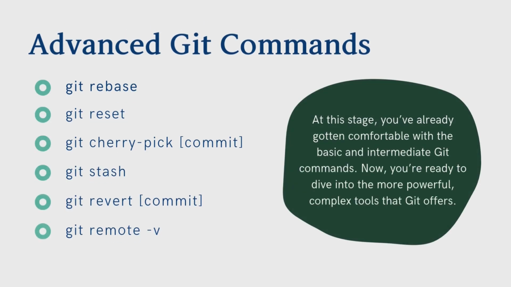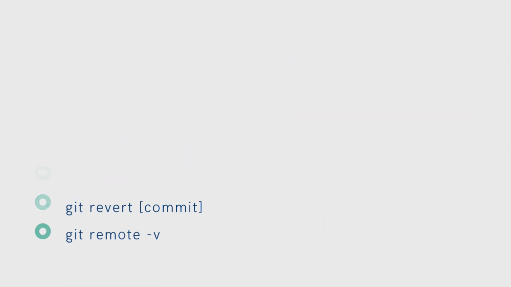Now let's see advanced Git commands. At this stage, you've already gotten comfortable with the basic and intermediate Git commands. Now, you're ready to dive into the more powerful, complex tools that Git offers. Git rebase, git reset, git cherry-pick, git stash, git revert, git remote -v. These are some advanced Git commands and let's see them step by step.